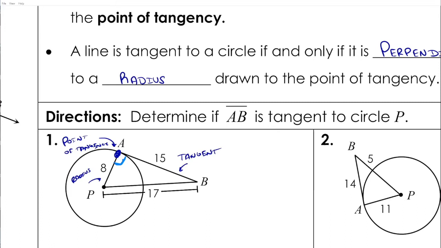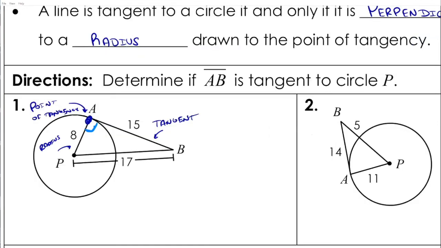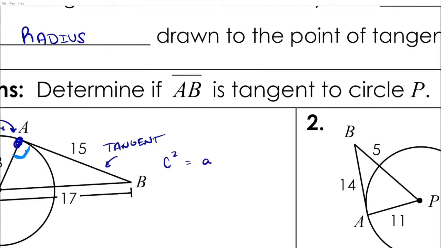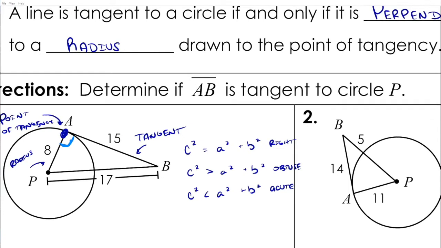Well, how can we verify whether or not something's a right angle if we know three sides? The Pythagorean converse, great. So remember, if we think back, way back, if C squared equaled A squared plus B squared, it was a right triangle. If C squared was greater than A squared plus B squared, it was obtuse. And if C squared was less than A squared plus B squared, it was acute. So we're going to use our Pythagorean theorem converse to determine whether or not AB is actually a tangent line.